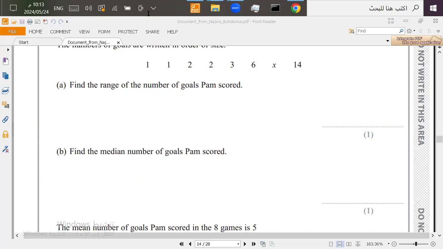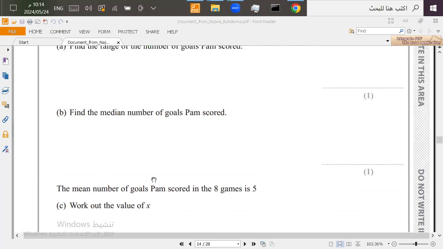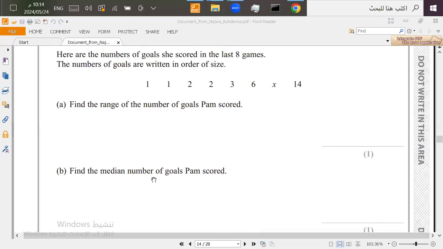Okay, let's go down. The mean number of goals Pam scored in the 8 games is 5. Work out the value of x. Now we know the mean number is 5. We want to find x. How do we connect these information together? Now this one is already ordered in size, so we need to find x.